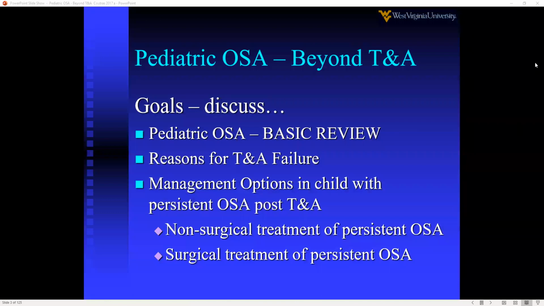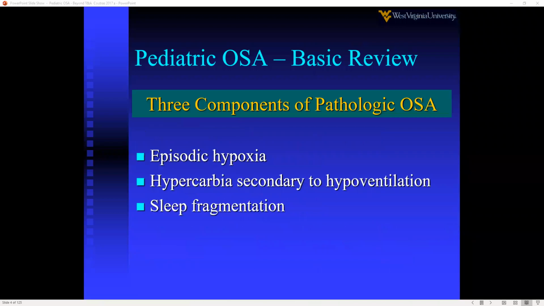So today, just wanted to give you a basic on pediatric obstructive sleep apnea, maybe cover some reasons for tonsillectomy failure, and then consider some other management options, including both surgical and non-surgical treatment of pediatric obstructive sleep apnea. So 3 components make up the pathology of OSA, and it includes episodic hypoxia, oxygen desaturations, hypercarbia, which we see a lot more in children than adults, and sleep fragmentation, which actually is something that will make adults very sleepy. It's broken sleep.